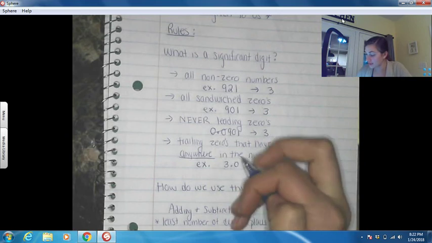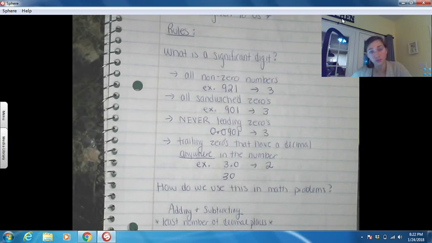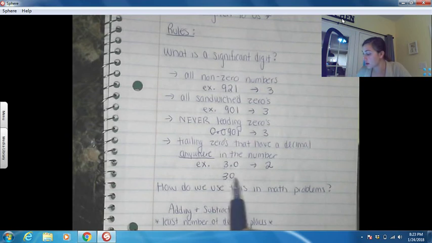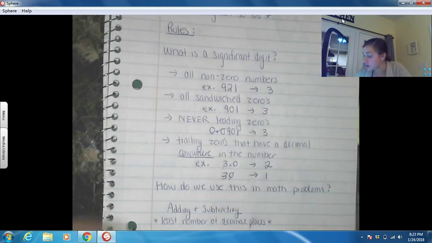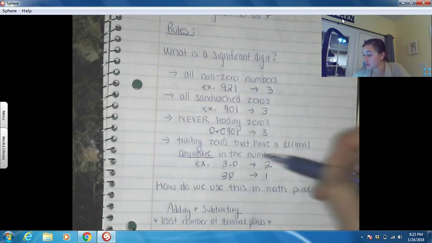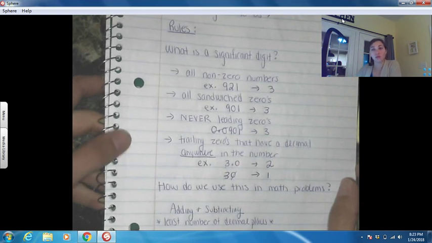Now an example of this not counting is if we had 30. So our trailing 0, again, comes after the non-zero number, but there is no decimal place in this number, so this 0 does not count. Again, it is just a placeholder to tell us that this number is not 3, it is instead 30. So this is an example when we would only have 1 significant figure. So we need to know each of these rules so that we can look at a number and know how many sig figs are in it, so that when we do math problems, we can apply those rules.